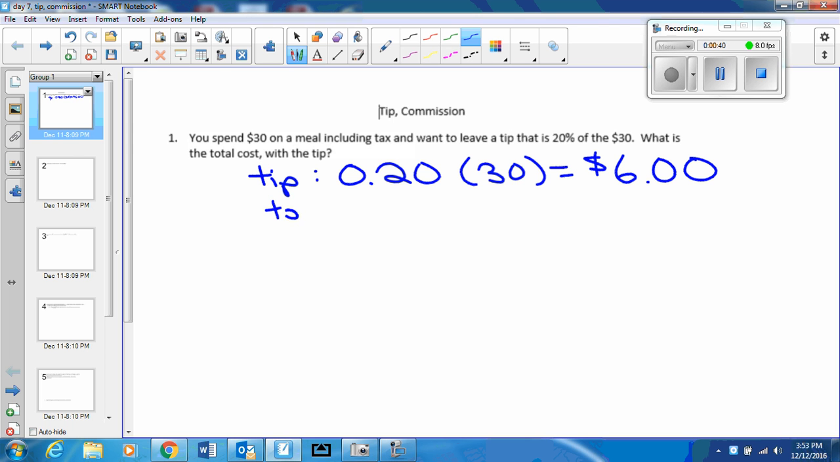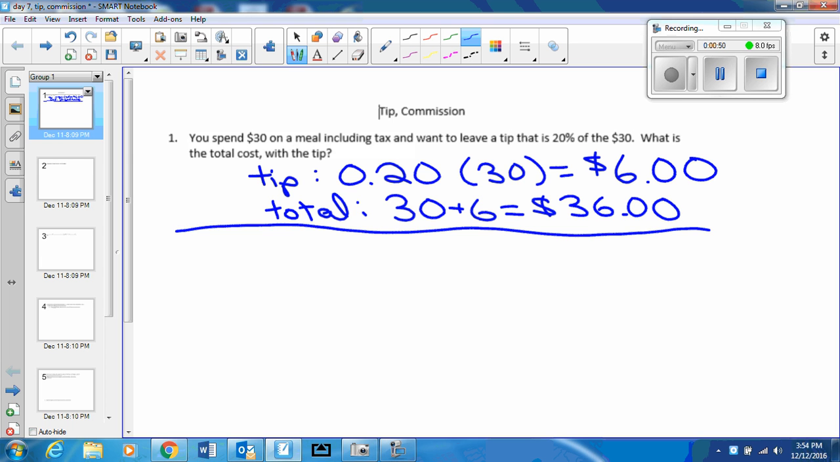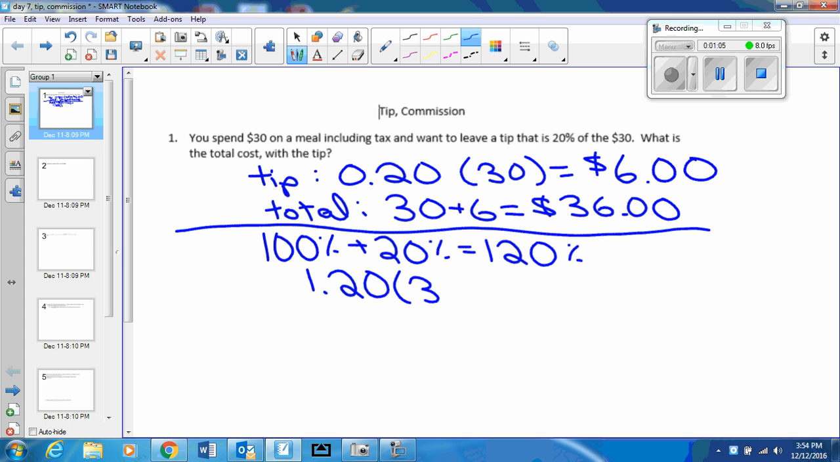So then the total cost would be the amount of the meal plus the amount of the tip, which would be $36. Your other option is you can think in terms of percents. You're paying 100% plus 20% for the tip, so you're paying 120%. Change that to a decimal, multiply it by the original price. When I multiply that out, I get the cost including tip would be $36 altogether.